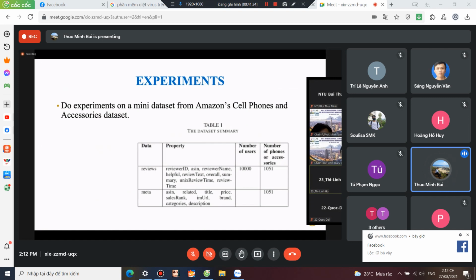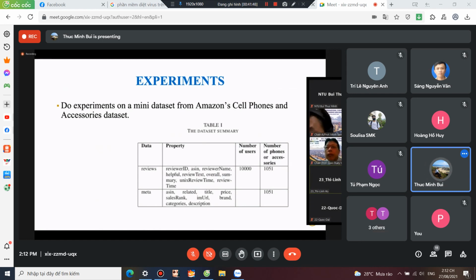We ran experiments on a mini dataset from Amazon's cell phones and accessories dataset. It has two data files, review and meta. The dataset includes 10,000 users and 1,050 phones and accessories. You can see the details of the dataset on this slide.